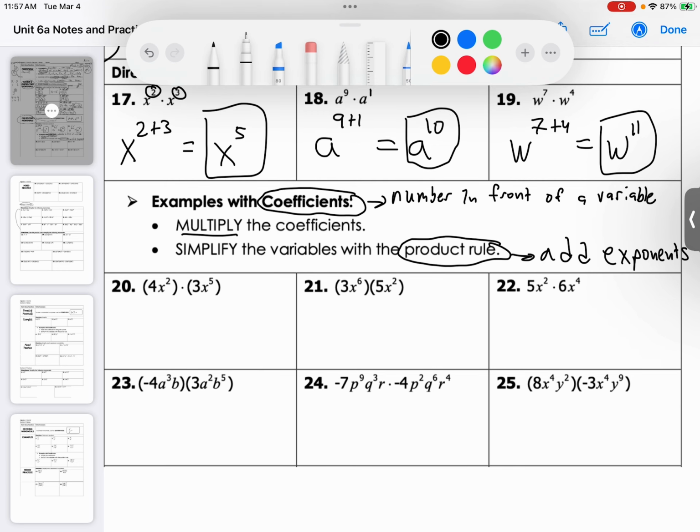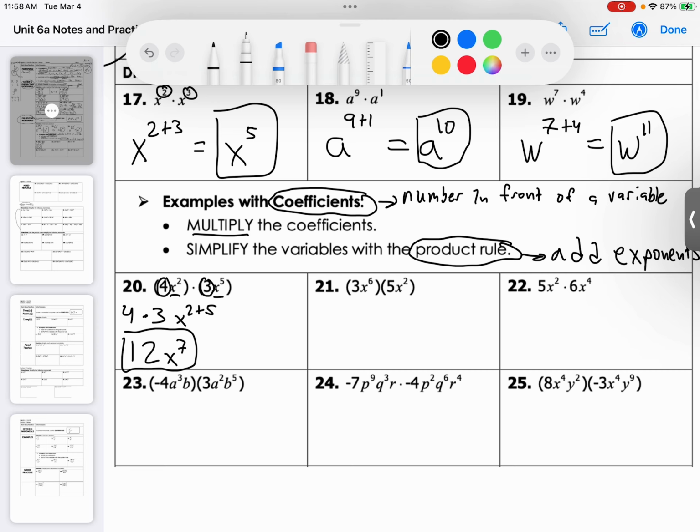On number 20, we have 4x squared times 3x to the 5th. So first thing I'm going to do is multiply these coefficients, 4 times 3. Then for the variables, we have x squared times x to the 5th. And so I would take x to the power of 2 plus 5. I'm adding those exponents together to get my answer. So I have 4 times 3, that is 12. And x to the power of 2 plus 5, 2 plus 5 is 7. So this will give me 12x to the power of 7.